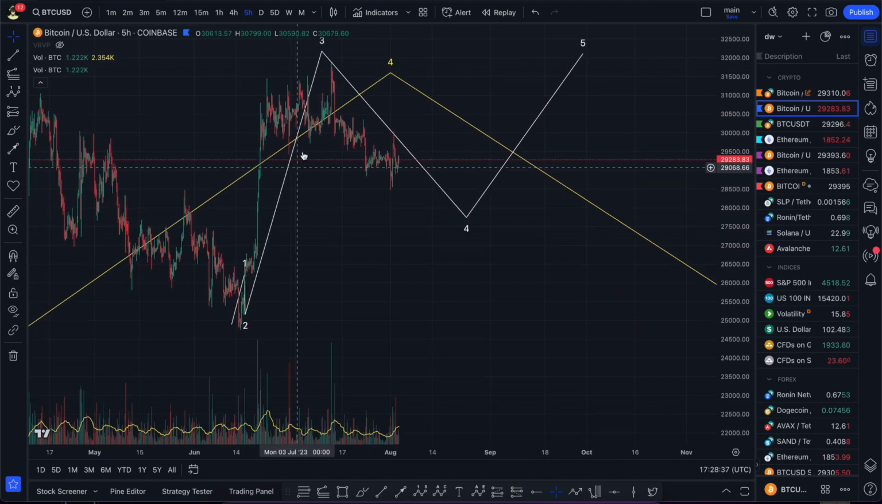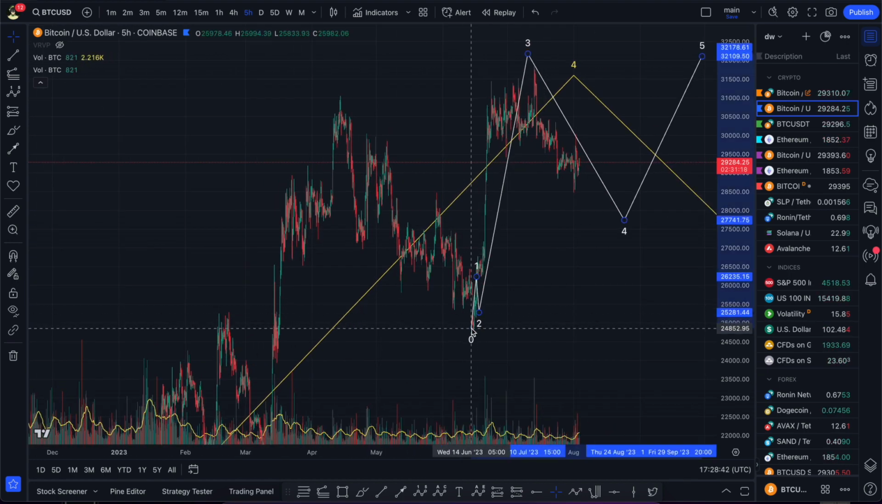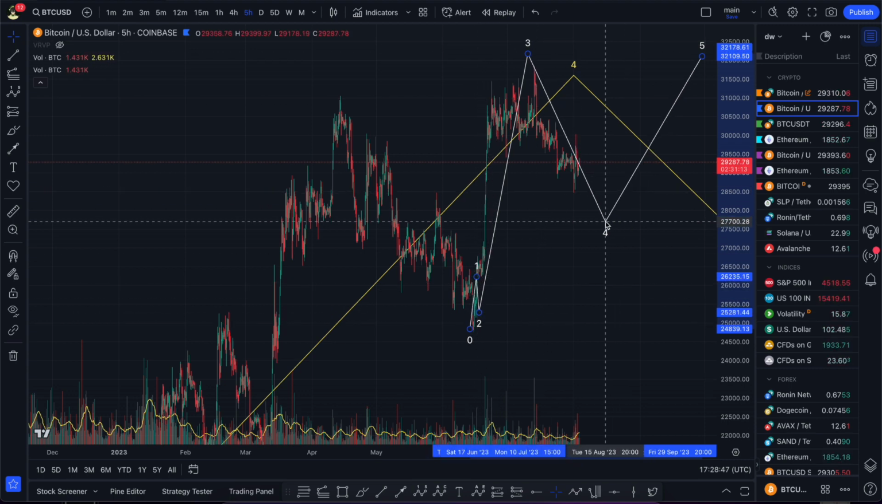So basically, we have an impulse. What does it mean? It means 5 impulsive waves. All impulses have 5 impulsive waves. So basically 1, 2, 3. Right now we are in the 4th wave.